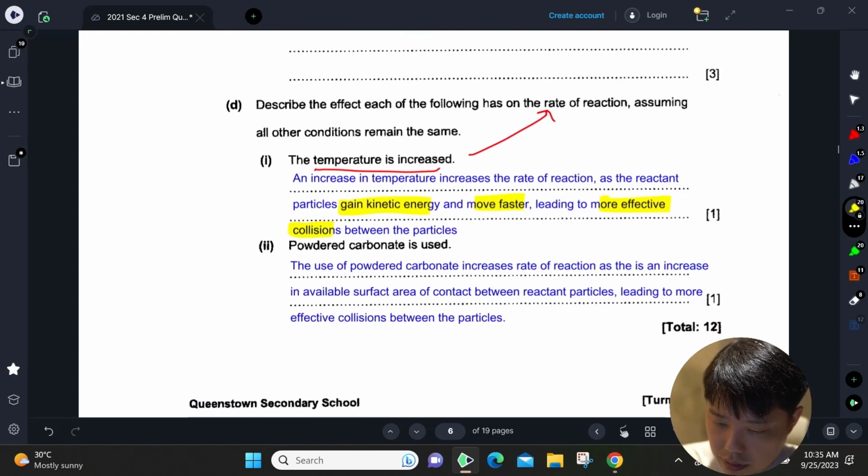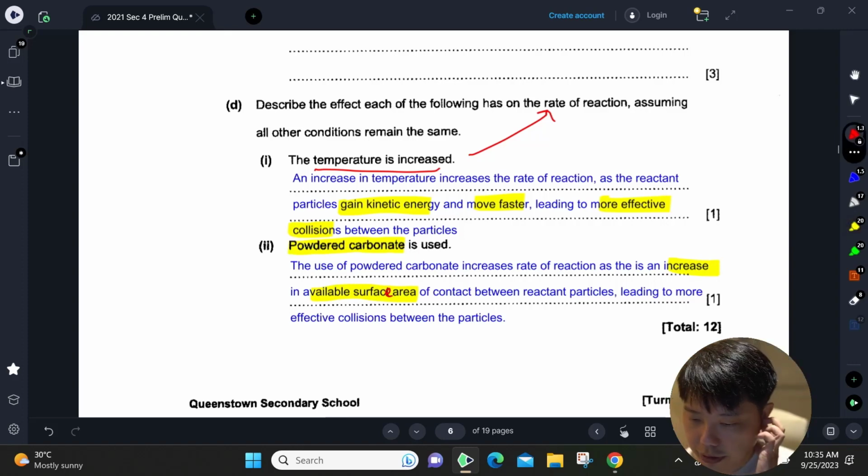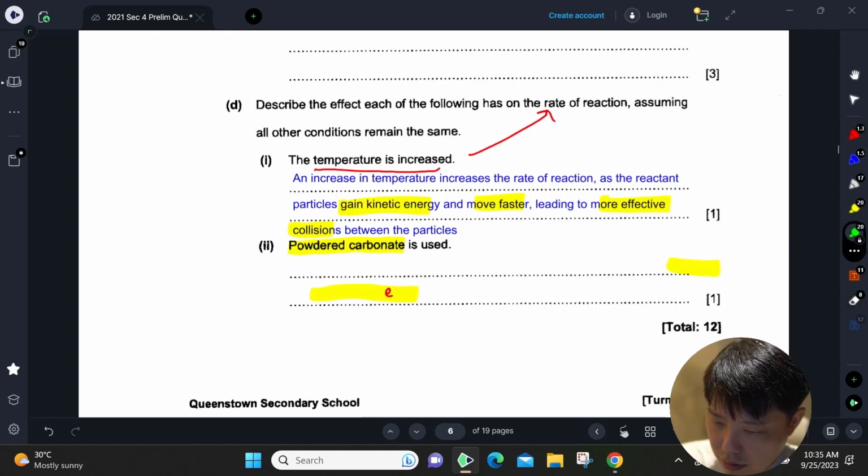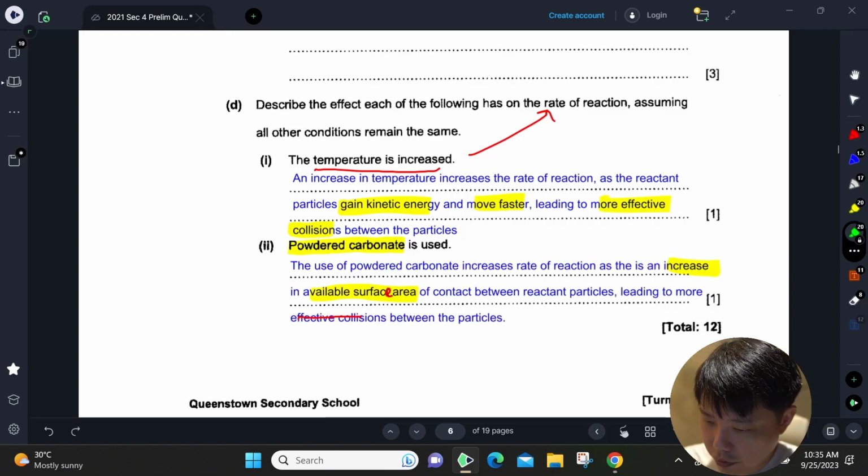Okay. Part 2, when powdered carbonate is used instead of granular. It means that you have more surface area, an increase in available surface area of contact. So when there is more surface area of contact, there are more effective collisions, which will then increase the rate of reaction. Okay, these are pretty common.